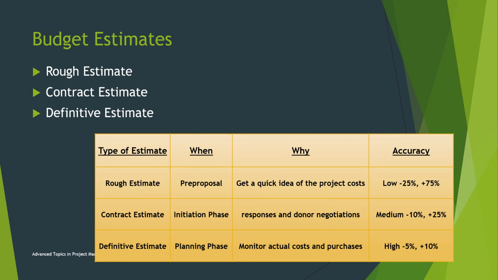Budget estimates. We will make three estimates: a rough estimate, a contract estimate, and a definitive estimate. The rough estimate is made during the pre-proposal stage of the project, so the accuracy is low. Then contract estimates during the initiation phase, and the accuracy is medium. And definitive estimates during the planning phase, where accuracy is high, minus 5% to 10%.